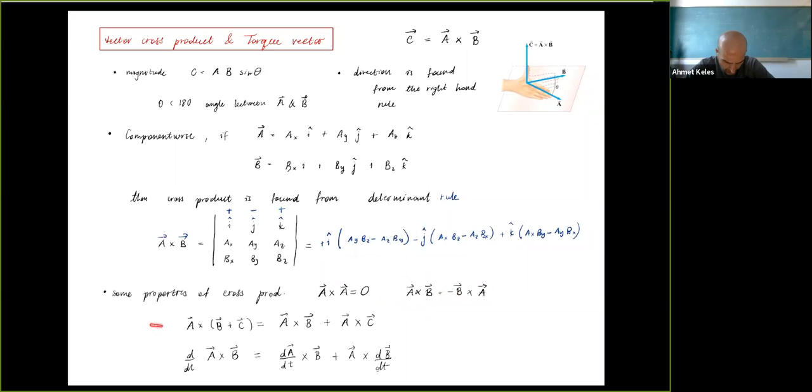There's also a distributive law: A cross (B plus C) is equal to A cross B plus A cross C. And finally, the derivative acts in a funny way. That's not very confusing, but sometimes we can get it wrong. So let's just write it here. d/dt of A cross B is dA/dt cross B plus A cross dB/dt. This is like a chain rule applied to a cross product. So now that's all you need for cross products.